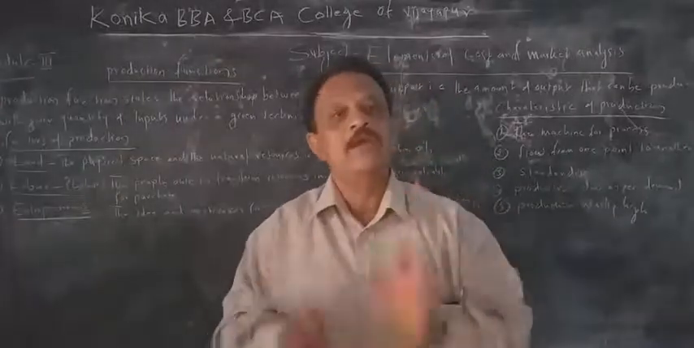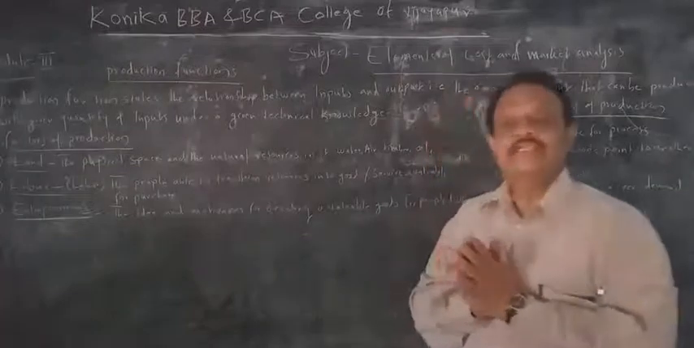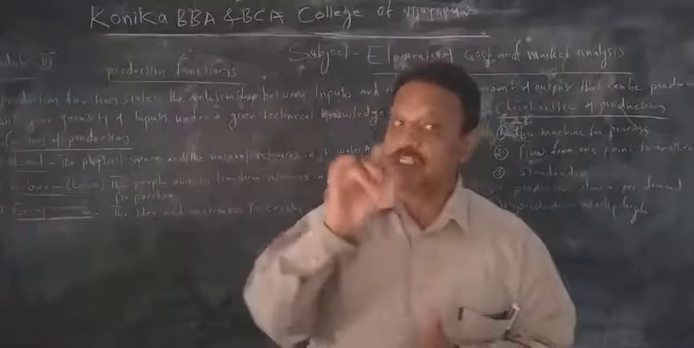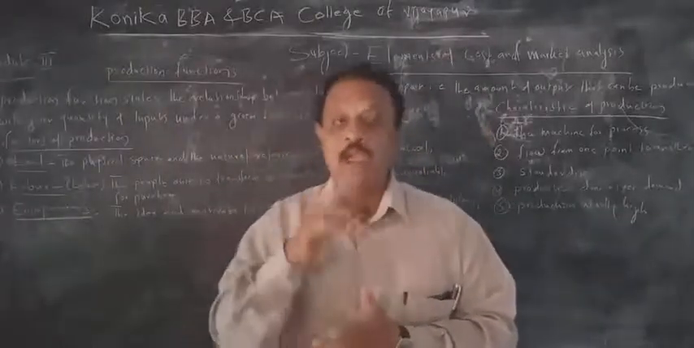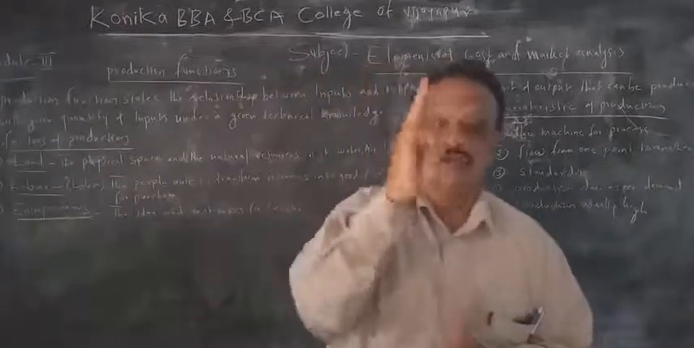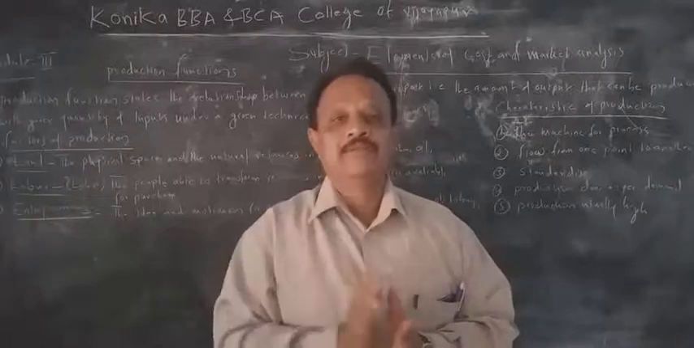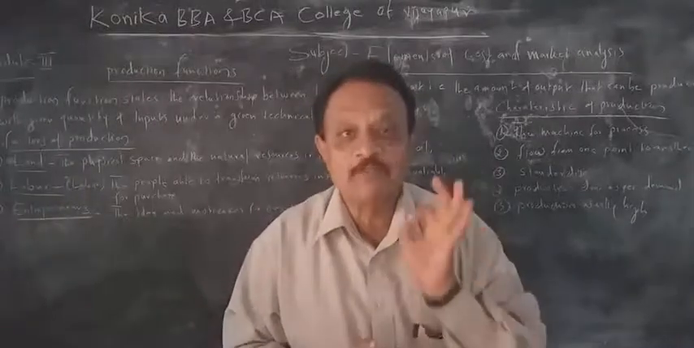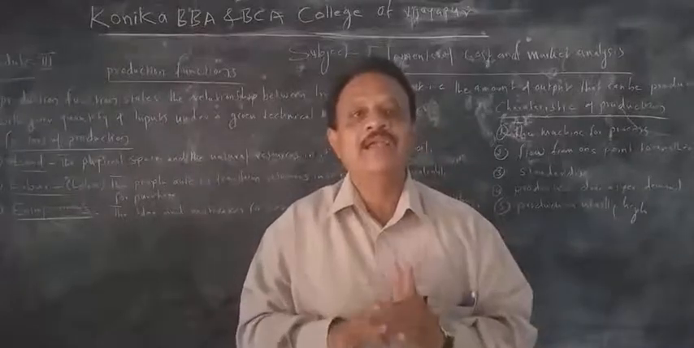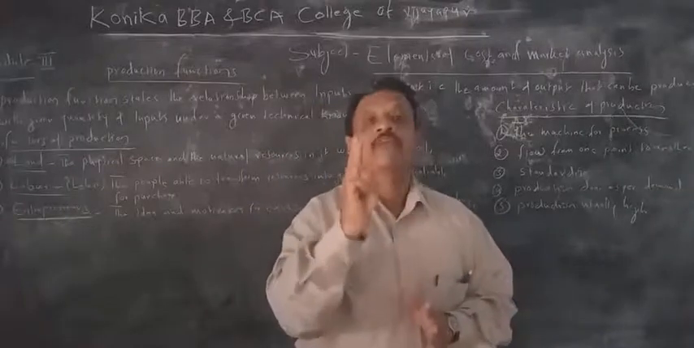It is called a production function. Then we'll move on to the next topic: what are the factors of production? Factors of production are three, that is nothing but land, labor, and capital. So there are three main factors.